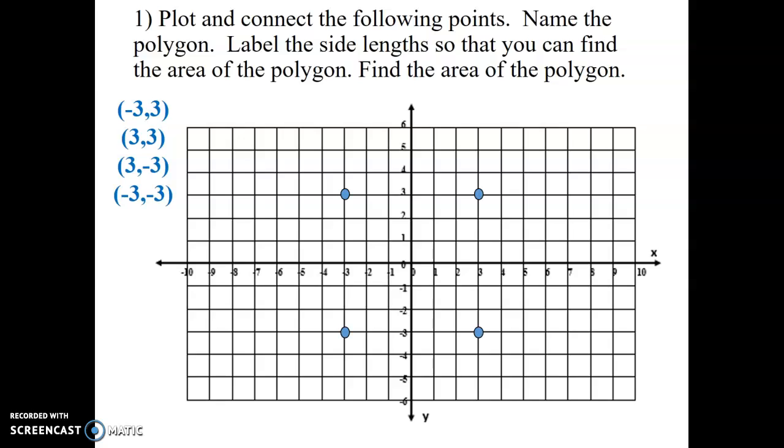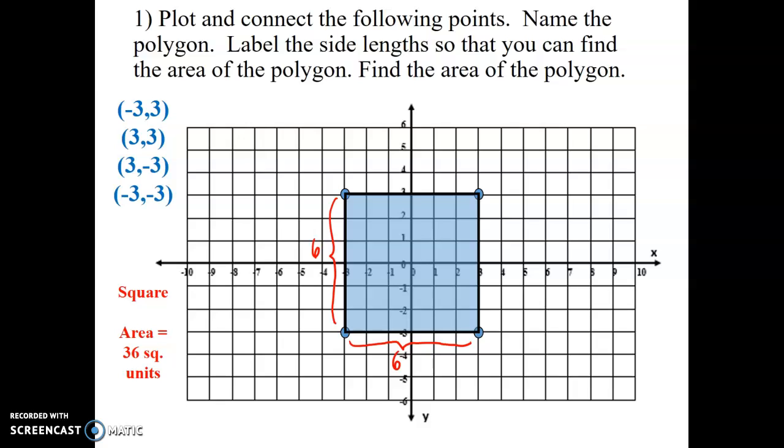When I plot these points and then connect their lines, I'm going to notice that the sides are all the same length. 1, 2, 3, 4, 5, 6 units here, 6 units going down and 6 units going across. So what we have is a square, which is a type of parallelogram. I'm going to use the formula base times height. So 6 times 6, the area of my square is going to be 36 square units.